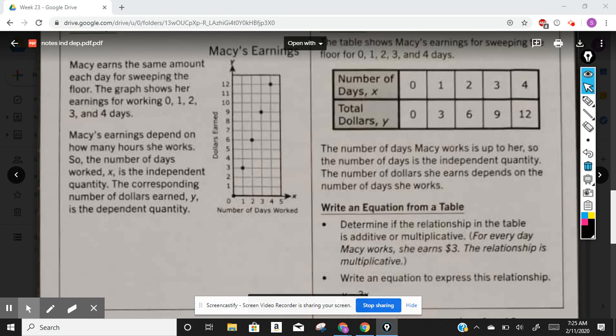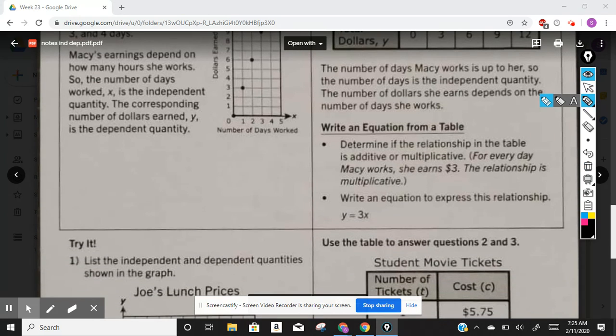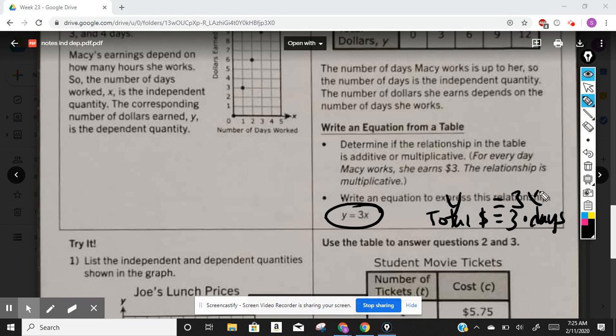Now the way that looks with multiplicative is your equation would be Y. Remember that was our total equals 3 times X, which was our days. So it basically is total dollars equals 3 times the days. And when we write that, it looks like this right here. Total was represented up here as Y, and days was represented by X. So it'd be Y equals 3 times X.